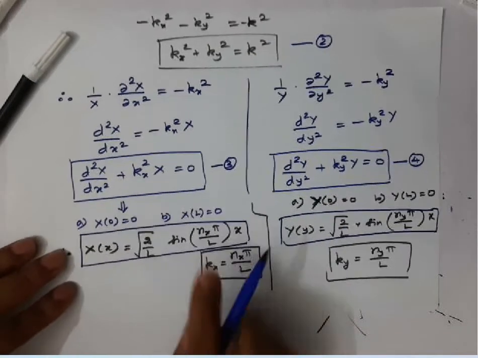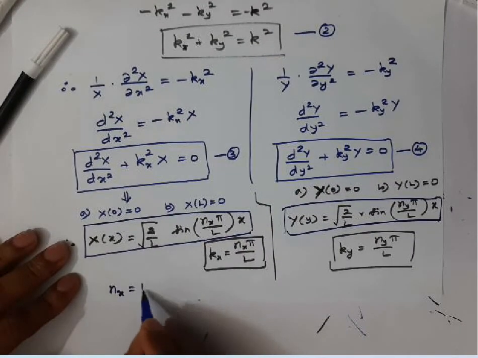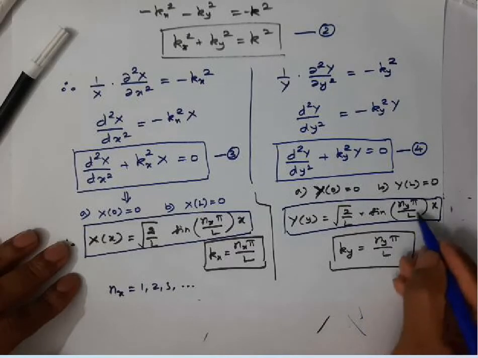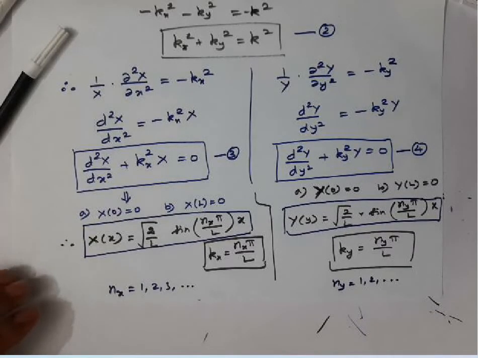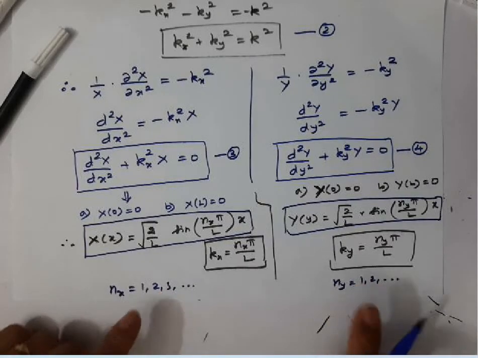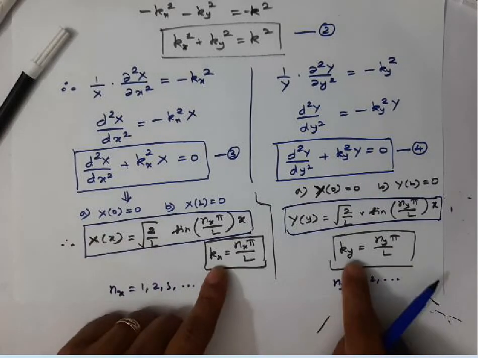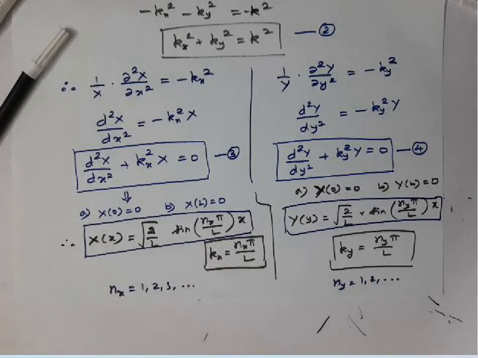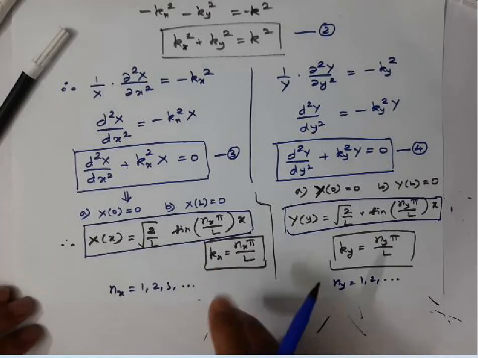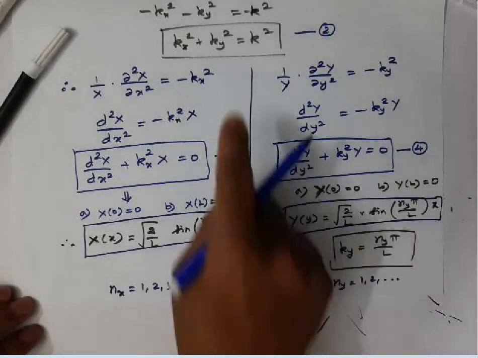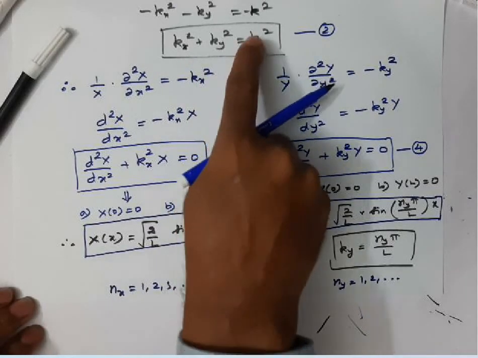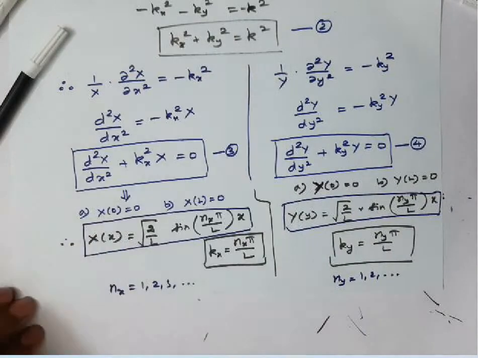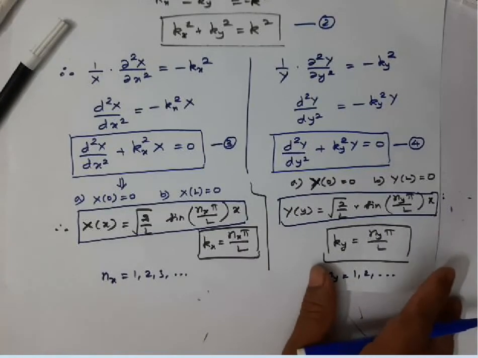Here the quantum number nx can take values 1, 2, 3, 4, etc. Similarly, the quantum number ny can take values 1, 2, 3, 4, etc. Since nx and ny can take only certain allowed values, kx and ky also can take only certain allowed values. Since kx and ky are related to k, and k is related to energy, therefore energy is also quantized. See what I'm trying to say? Let me write in the next page.